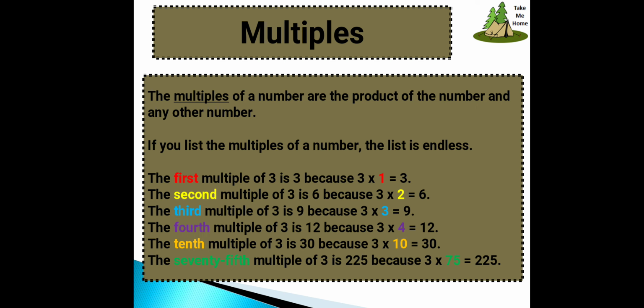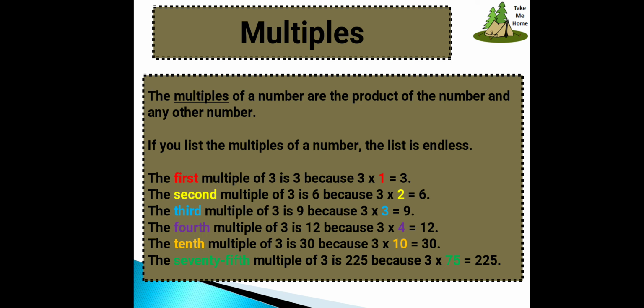The multiples of a number are the products of the number and any other number. If you list the multiples of a number, this list is endless. The first multiple of 3 is 3 because 3 times 1 is 3. The second multiple of 3 is 6 because 3 times 2 equals 6. The third multiple of 3 is 9 because 3 times 3 equals 9. The fourth multiple of 3 is 12 because 3 times 4 equals 12.